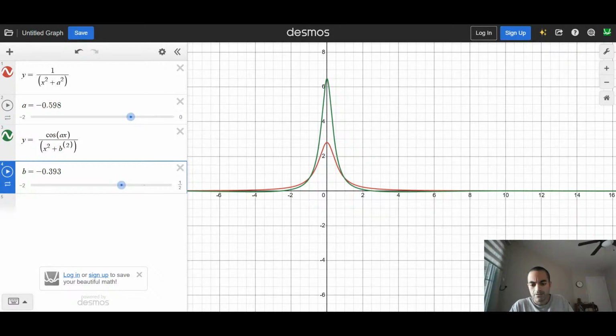Can anyone tell me what is going on with the domain? The domain for y equals 1 over x squared plus a squared. What's going on with 1 over x squared plus a squared? Is there a domain in the real numbers? Any domain whatsoever? Well, there is a restriction. How do we know there's a restriction on functions, right?